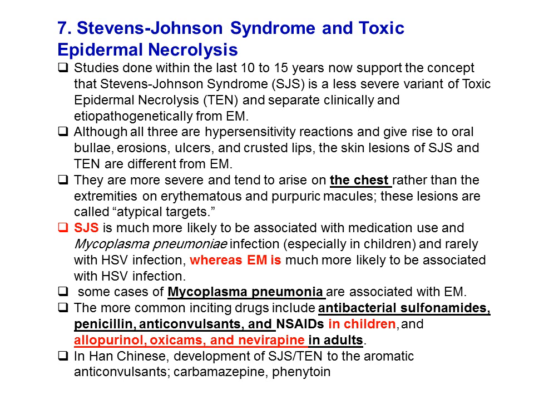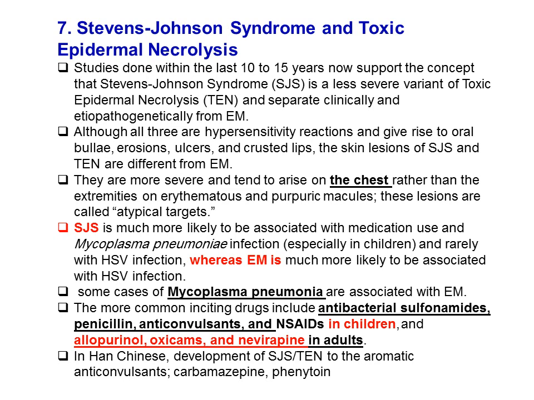They are more severe and tend to arise on the chest rather than the extremities, as erythematous and purpuric macules. These lesions are called atypical targets. Stevens-Johnson syndrome is much more likely to be associated with medication use and mycoplasma pneumoniae infection, especially in children, and rarely with herpes simplex virus infection, whereas erythema multiforme is much more likely to be associated with herpes simplex virus infection. Some cases of mycoplasma pneumoniae are associated with erythema multiforme.